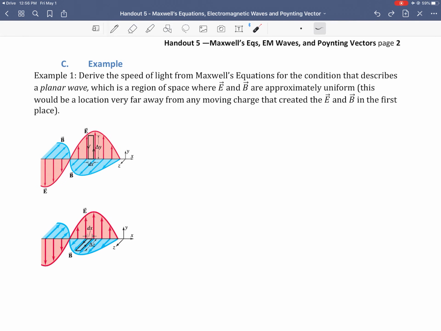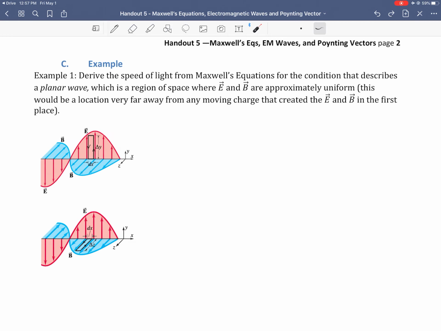Okay, so here we have example 1. Derive the speed of light from Maxwell's equations for the condition that describes a planar wave. Okay, so I put this in italics because it's kind of a jargon term. A planar wave is a region of space where the electric field and the magnetic field are approximately uniform. So that's all that a planar wave means. So it's really the simplest case.